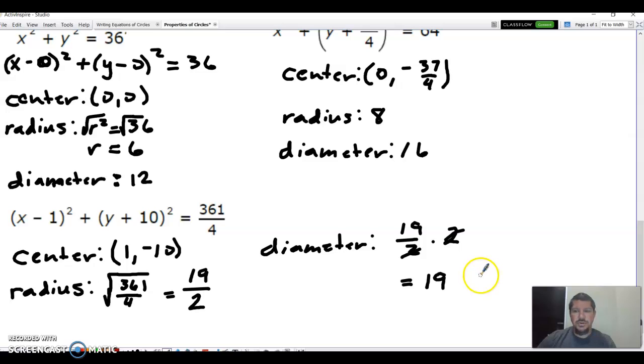Alright, there's your equation for properties of a circle. Pretty simple, pretty quick.